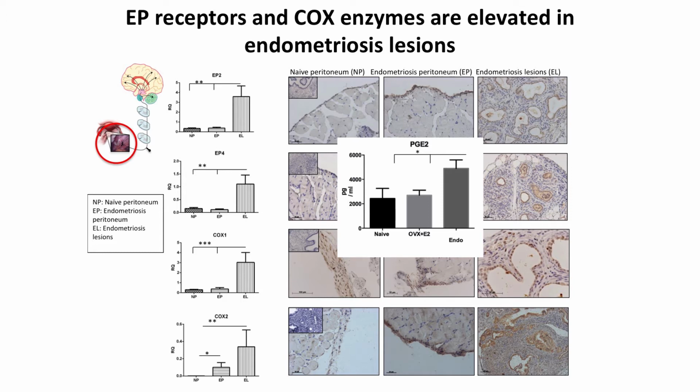So when we look at the lesions collected from mice, we found that the prostaglandin E2 receptors EP2 and EP4 were significantly increased in endometriosis lesions, as were COX-1 and COX-2, the enzymes responsible for prostaglandin synthesis. And we could show this using immunohistochemistry as well. And we also found increased levels of prostaglandin E2 in the peritoneal fluid of mice that have endometriosis.